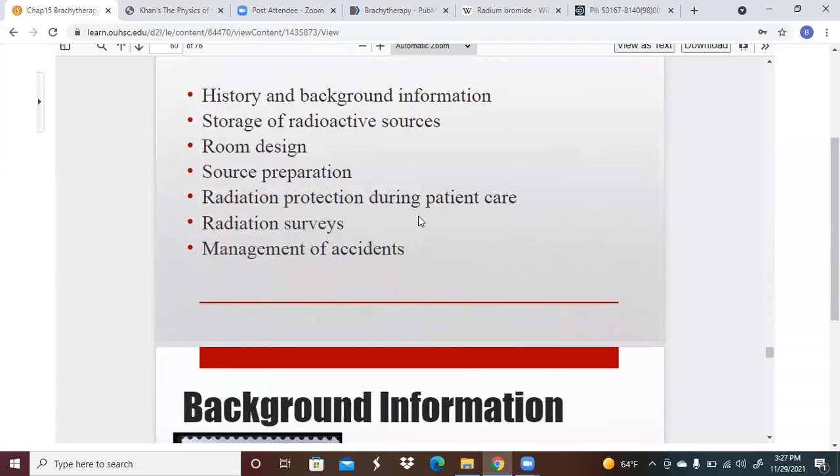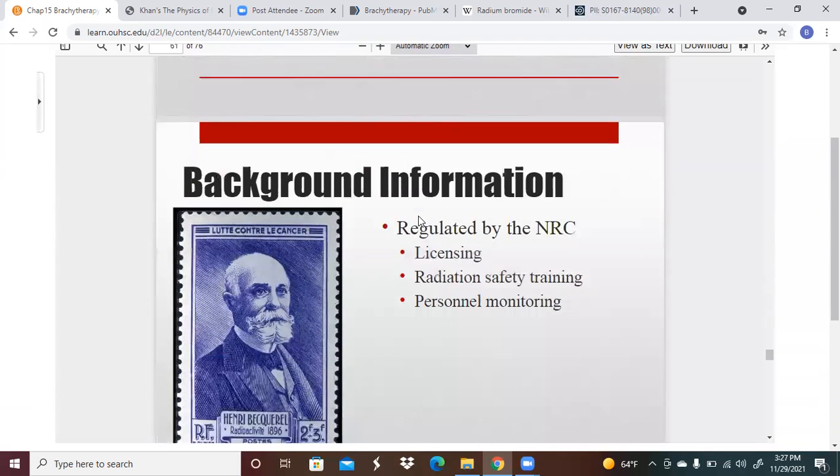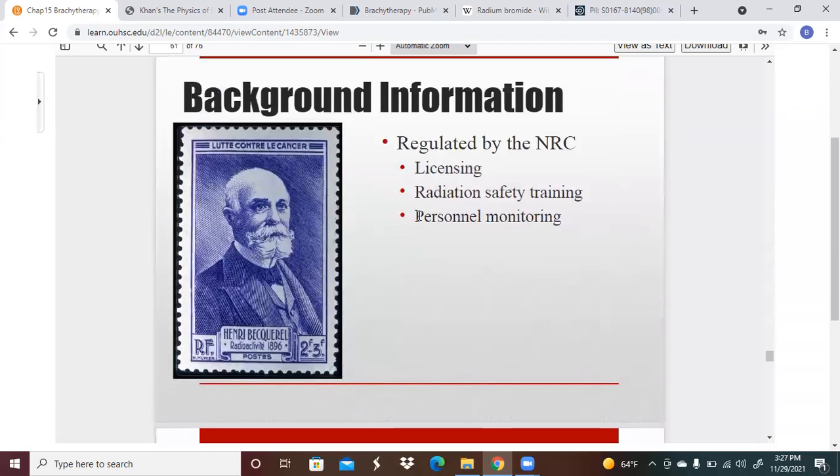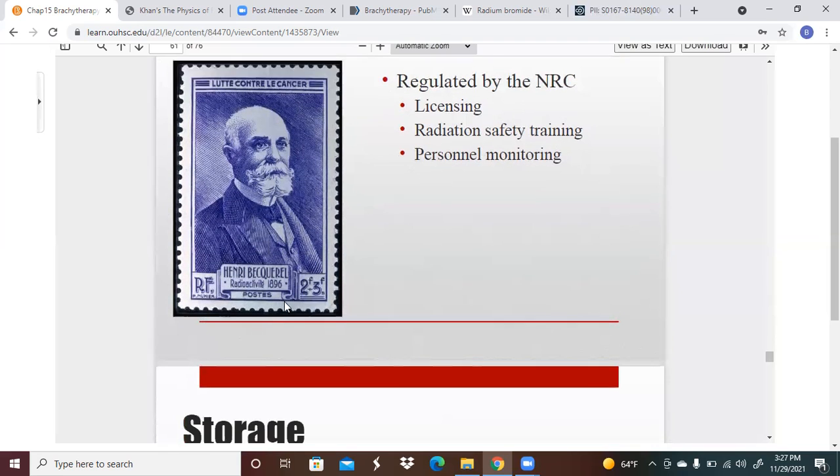So we're using brachytherapy. Brachytherapy is often used in order to be able to treat certain diseases, but what are the ways that we protect ourselves as practitioners and also to protect the patients? This information is going to be regulated by the NRC, which takes care of the licensing, radiation safety training, personnel monitoring, all of that fun stuff.